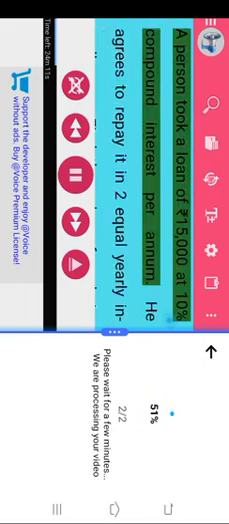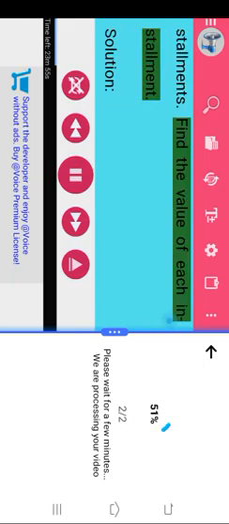Example 1. A person took a loan of 15,000 rupees at 10% compound interest per annum. He agrees to repay it in 2 equal yearly installments. Find the value of each installment. Solution: here P equals 15,000.